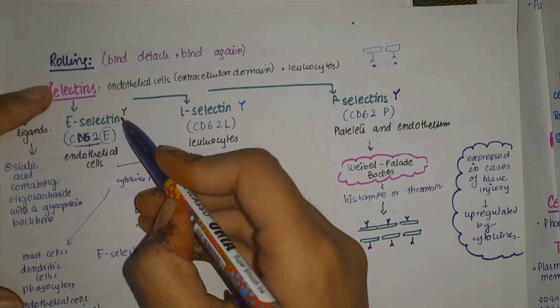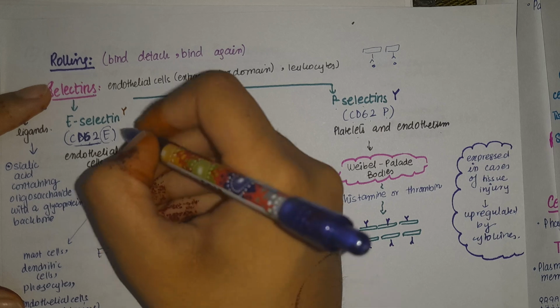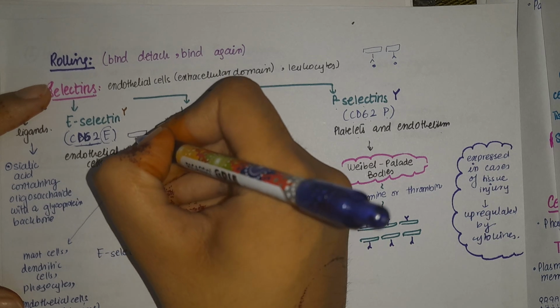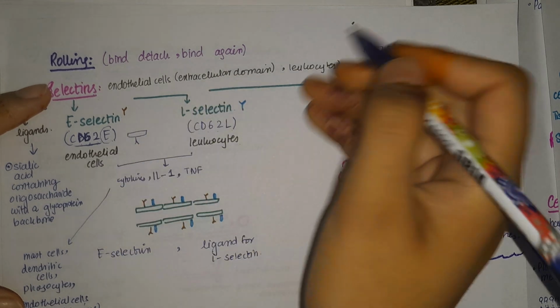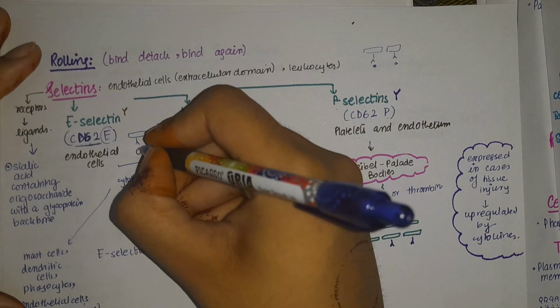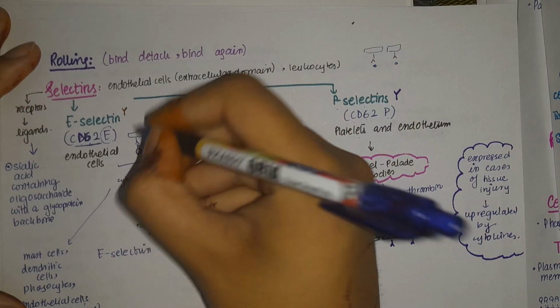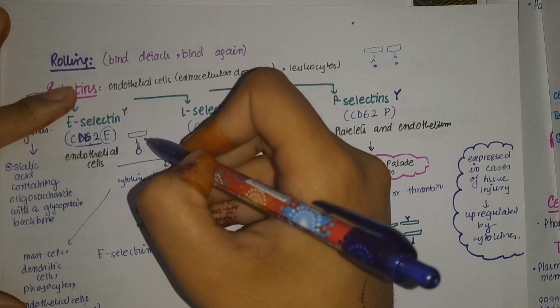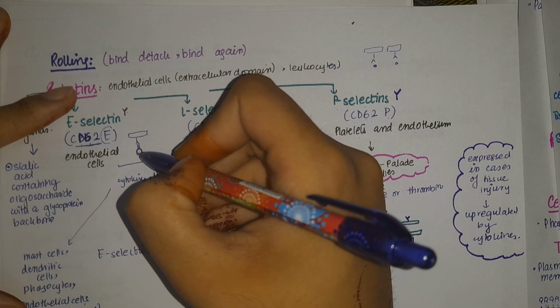For example, if E-selectin is present on an endothelial cell, it is a receptor present on the endothelial cell, so where will its ligand be present? Its ligand will be on that leukocyte. You see? So E-selectin has a receptor on the endothelium and its ligand on the leukocyte.